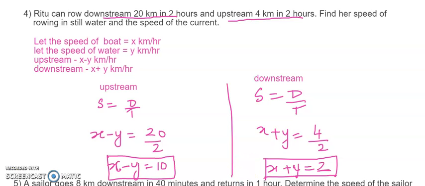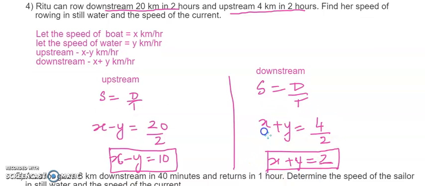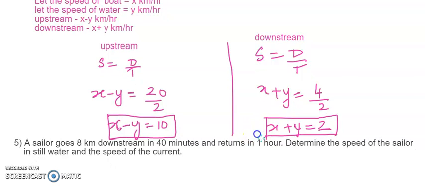Okay, so again, upstream is a single situation where the speed equal distance upon time will give me the first equation. Downstream is the second situation where again speed is equal distance upon time will give me the second equation. This is a direct elimination. You'll get the answer directly. Okay, same way in the next situation.